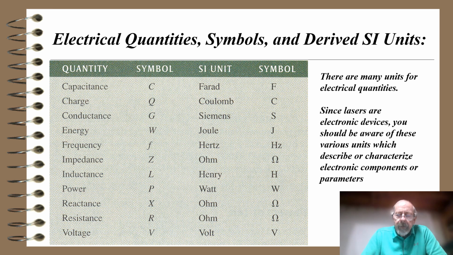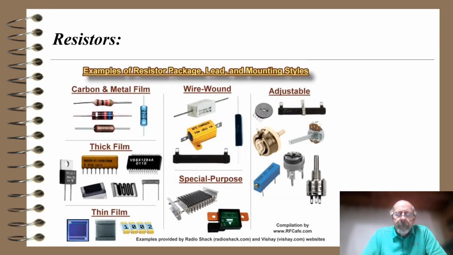So again, you're going to come in contact with these things all the time. So here's some examples of components. I show all kinds of different types of resistors here. Carbon and metal film on the left. Thick film, thin film resistors on the left also. Wire wound special purpose resistors in the middle. Adjustable resistors on the far right. Again, a lot of components you might come in contact with.